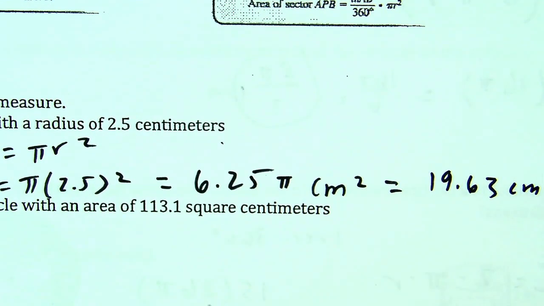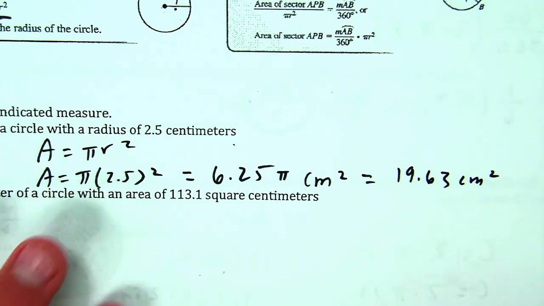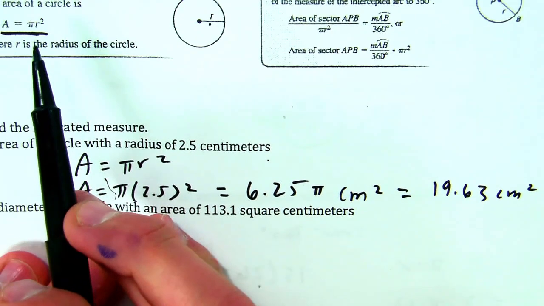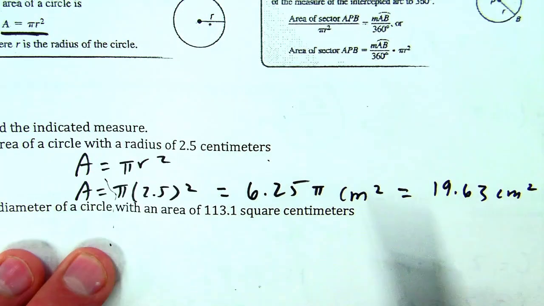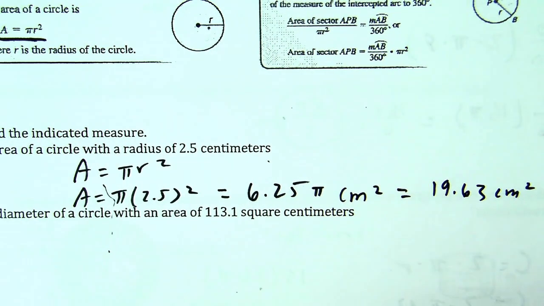And either one would be fine. Okay? So hopefully that's something that you remember doing. This is not an equation that you have to have memorized, but it will be given to you. Take your radius, square it, multiply it by pi, and you got your answer.